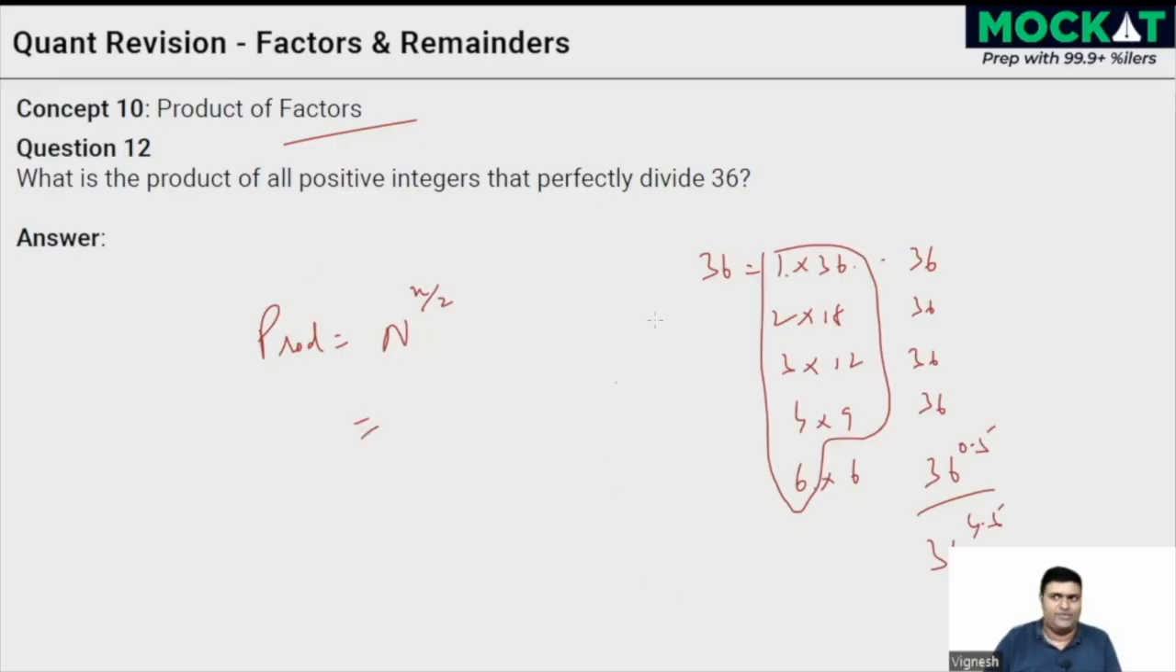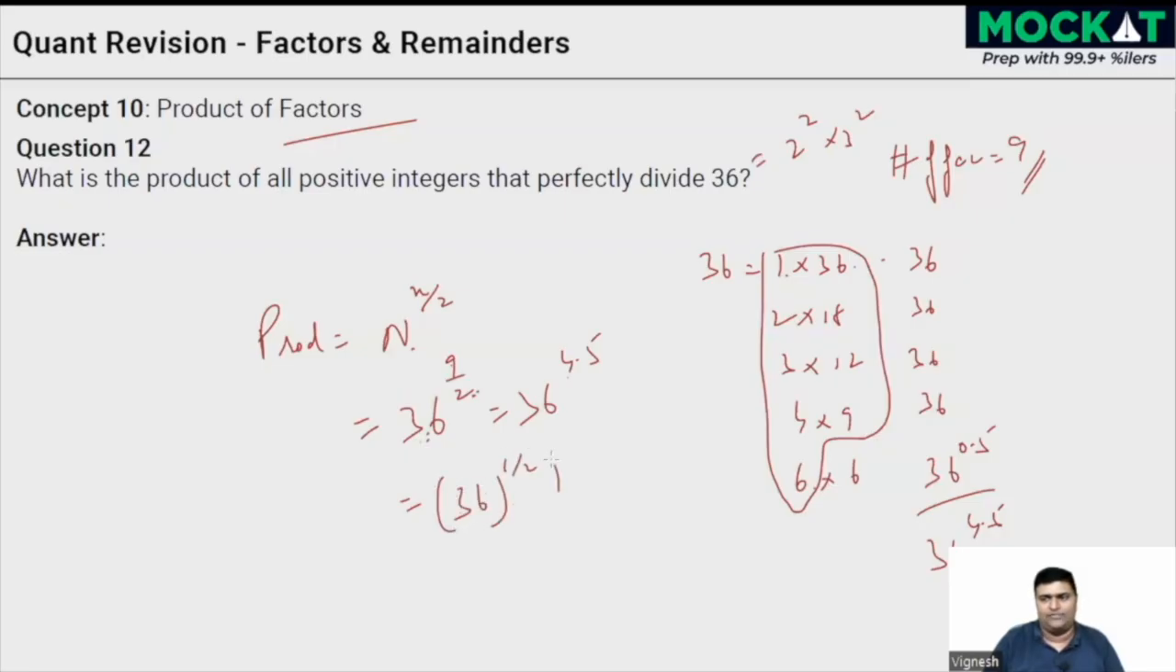But you don't need to do all of that. 36 is nothing but 2 square into 3 square. Number of factors over here is nothing but 2 plus 1 into 2 plus 1, which is 9. So the product of all the factors is nothing but the number 36 to the power of 9 by 2. That's it. It can be a decimal. Don't worry about that. 4.5. It will be taken care of because you can write it as 36 power half whole power 9 as well, right? And what is root of 36? 6. 6 power 9. If it's there in the options, that becomes the answer over here.